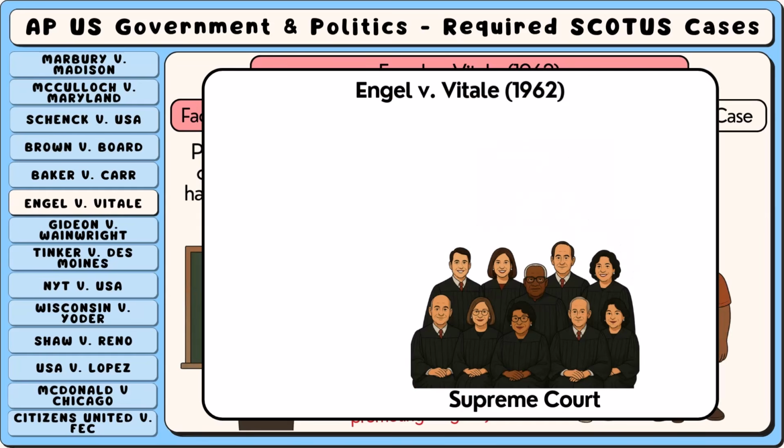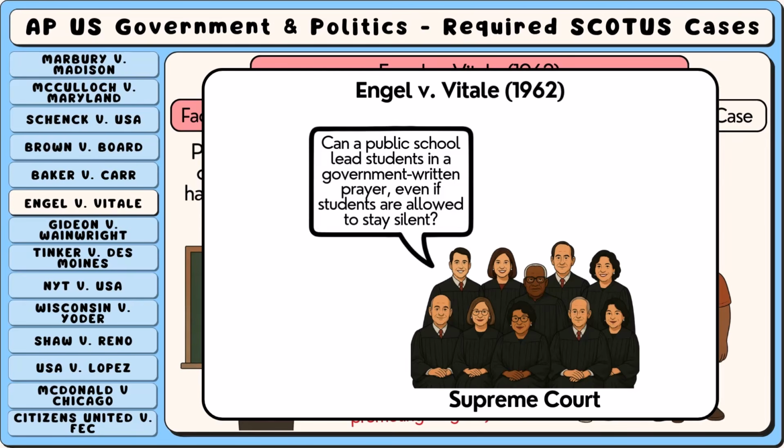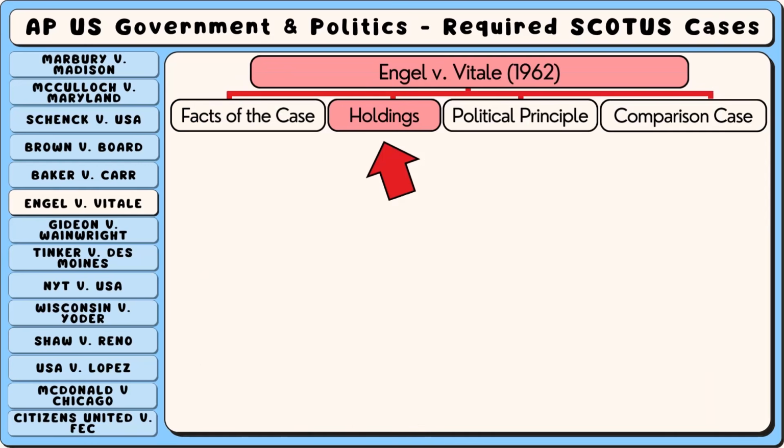So the key question for the Supreme Court was this: can a public school lead students in a government-written prayer, even if students are allowed to stay silent? Now let's look at the court's holdings, meaning the final decisions the justices made, and the constitutional ideas behind them.